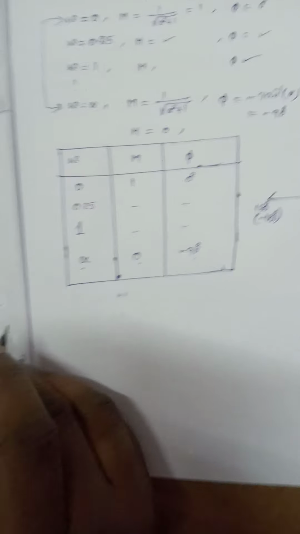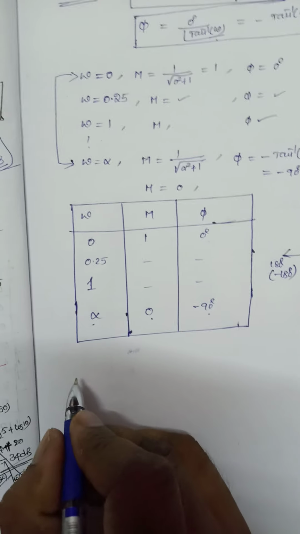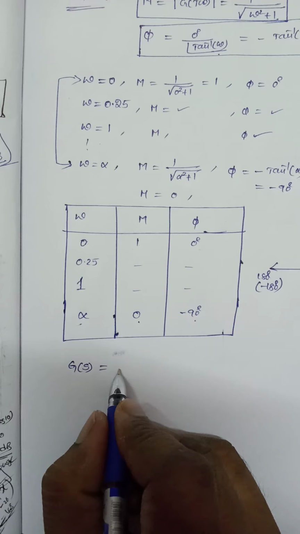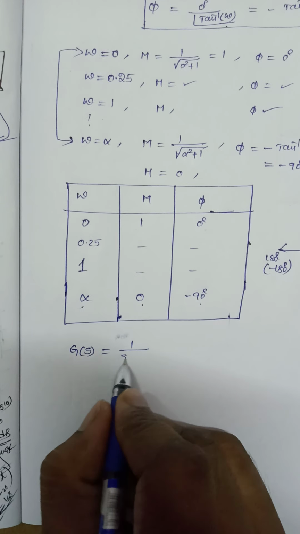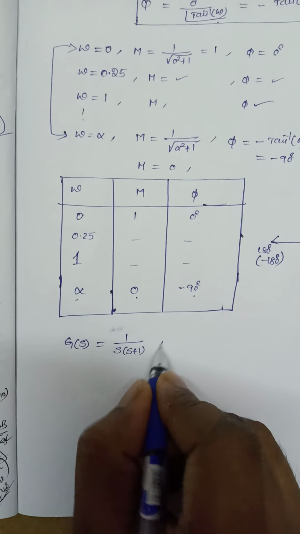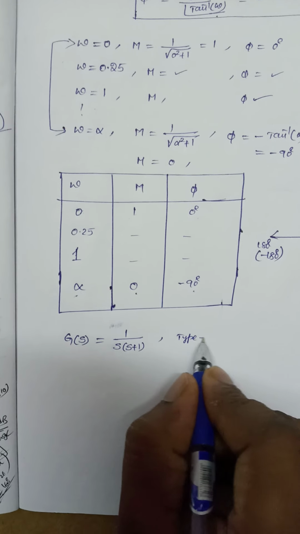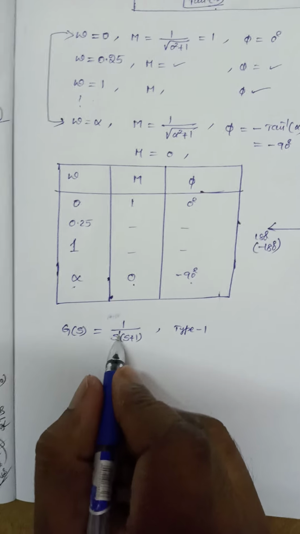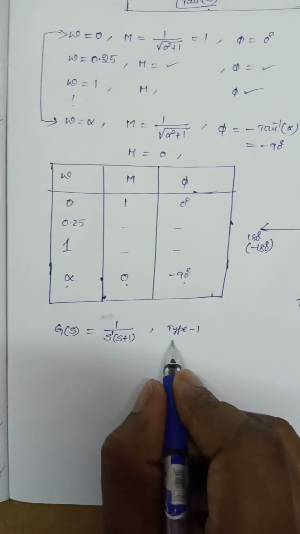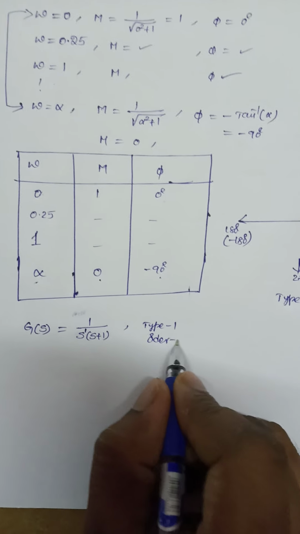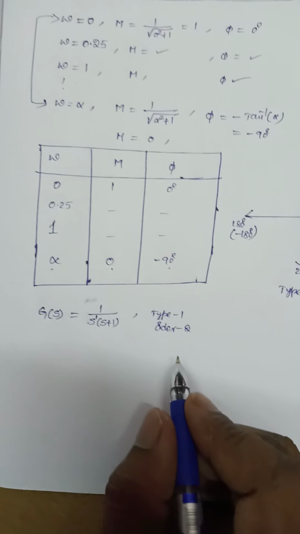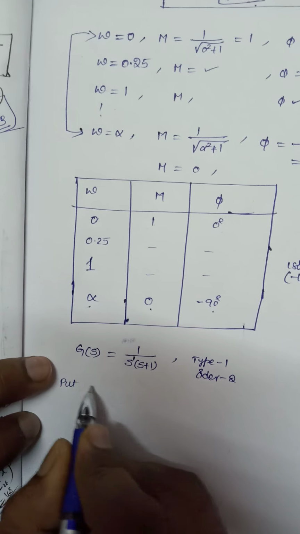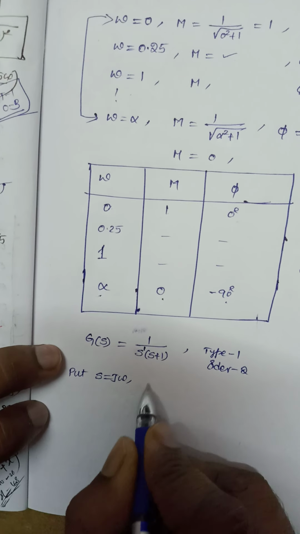Next, coming to another open loop transfer function, G(s) is equal to the same thing, that is 1 divided by s into (s plus 1). So this is a type 1. Why? Because the number of poles at the origin is equal to only 1 here, so it is type 1 and order 2 system here.